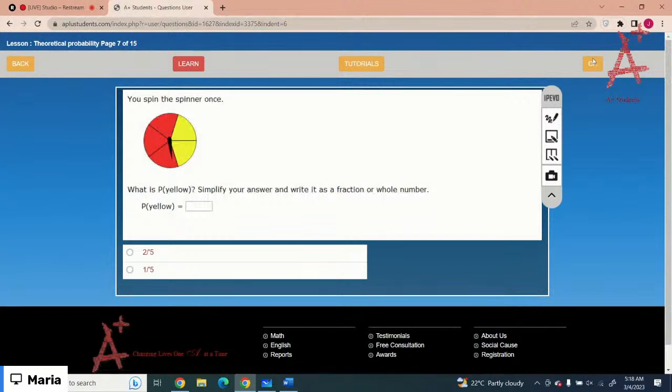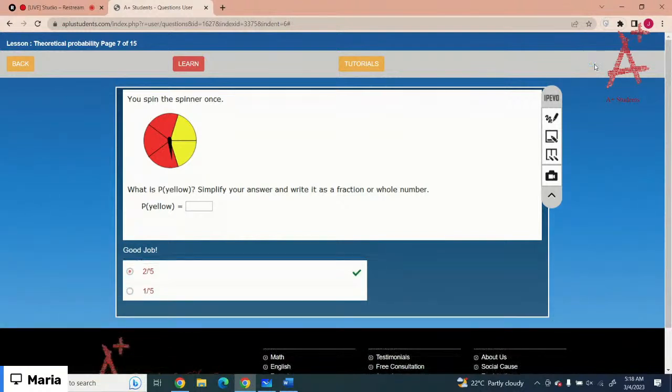Okay, you spin the spinner once. What is the probability of getting yellow? Yellow, you have two of the portions that are yellow, so it would be 2 by 5. Got it? The total is 5. It would be 2 by 5.